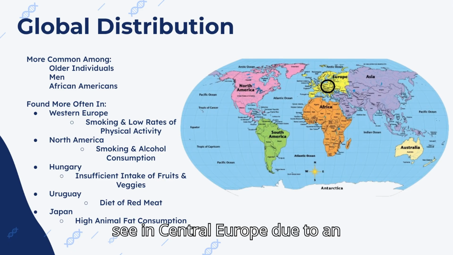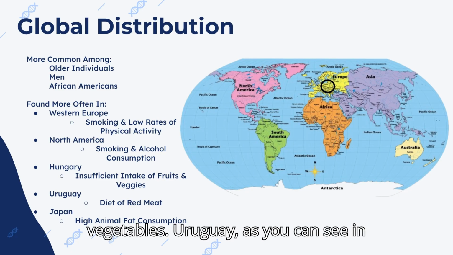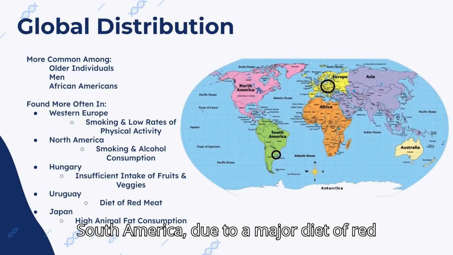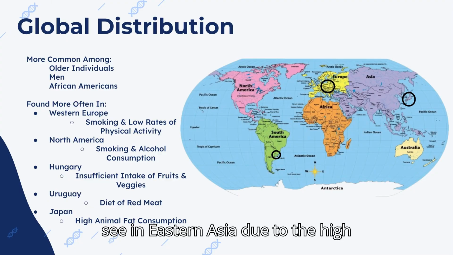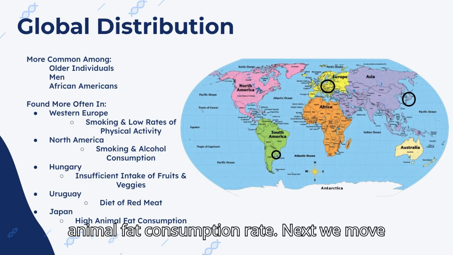Hungary, as you can see in Central Europe, due to an insufficient intake of fruits and vegetables, Uruguay, as you can see in South America, due to a major diet of red meat, and lastly, Japan, as you can see in Eastern Asia, due to the high animal fat consumption rate.